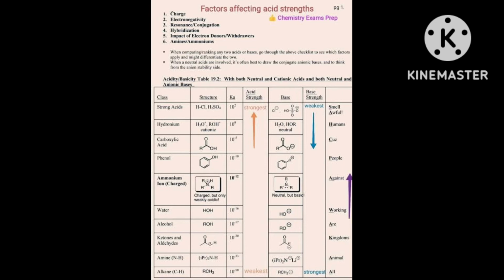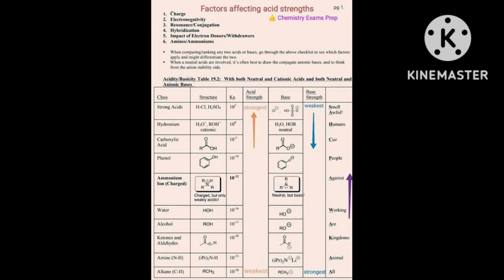In a period, F is the most electronegative element in the whole periodic table. Hence hydrogen in HF can be released easily. That's why it is the strongest. In this period, HF is the strongest acid, and carbon is the least, because it can't release hydrogen easily.